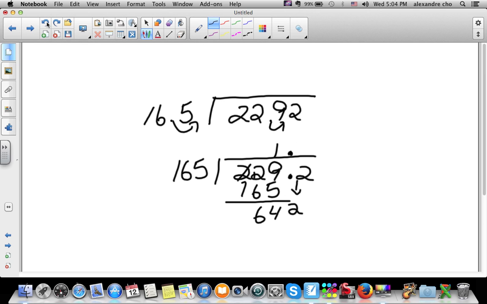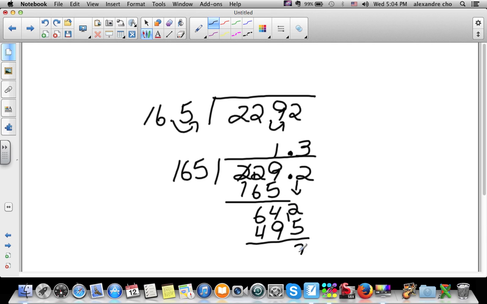Now 165 goes 4 times. 4 times 5 is 20. Carry the 2. 4 times 6 is 24, 26. Carry the 2 again. And it won't go 4 times. So it's not 4, but it's 3. 3 times 5 is 15. Carry the 1. 3 times 6 is 18, plus 1, 19. And plus 1 here, 495.